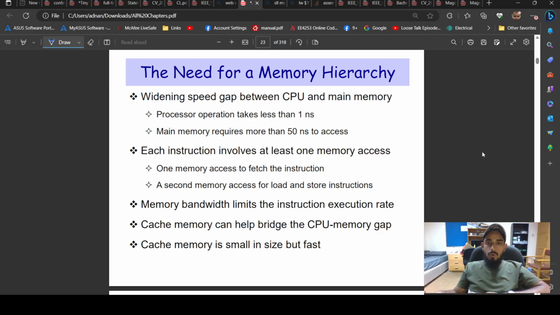Okay, so in the previous two lectures, we have learned the components of the computer system and the introduction to assembly language, assembler, linker, and these things. Today, again as part of the introductory course, we will see why exactly we need the memory hierarchy. Okay, there is a memory hierarchy in our system.